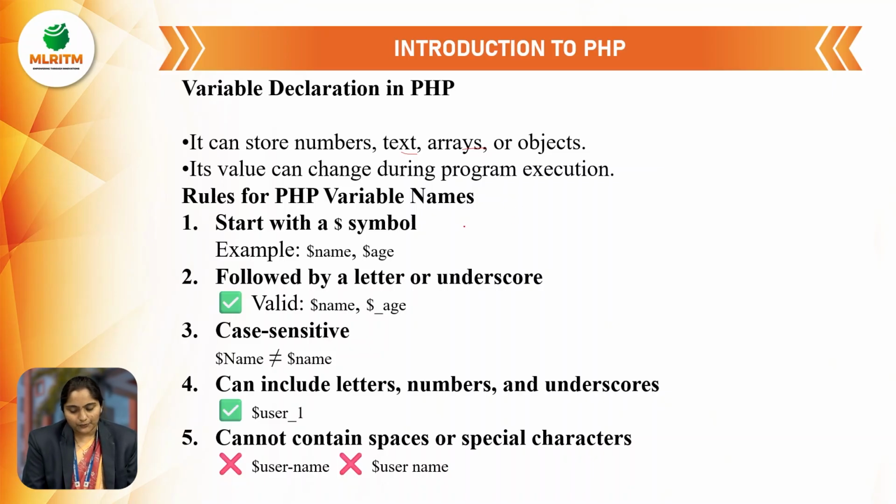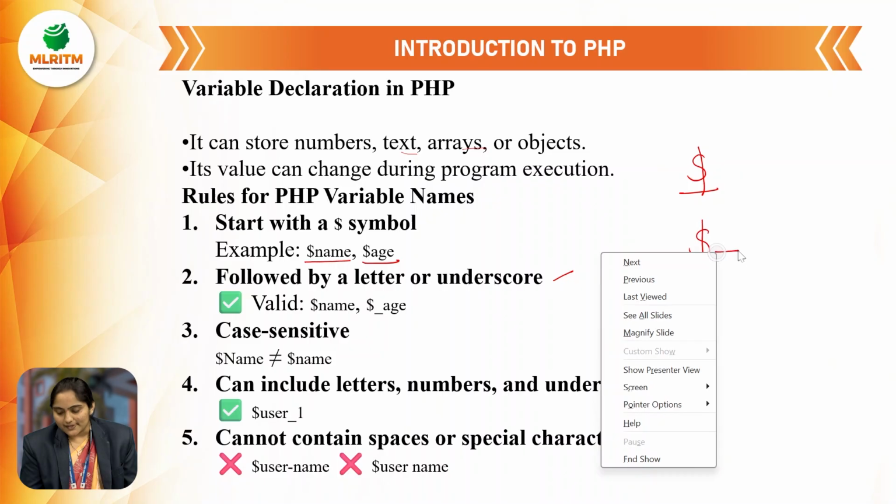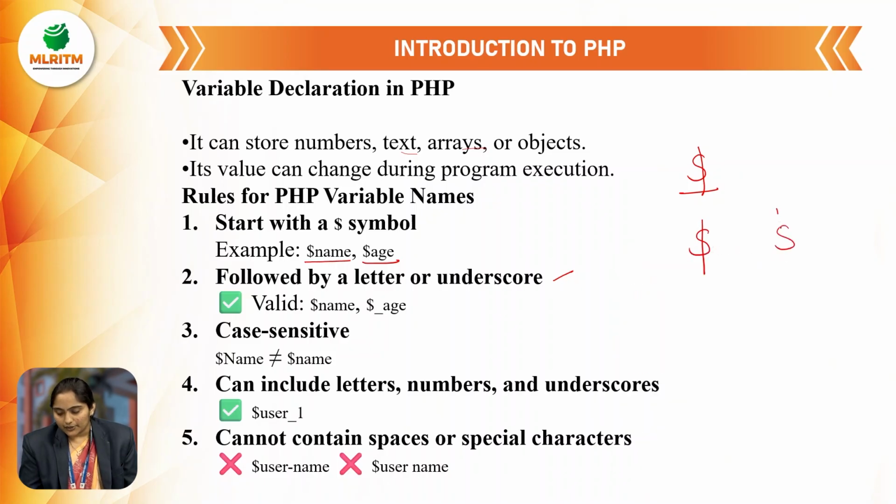The first rule for the variable declaration is it should start with the dollar symbol. Any variable in PHP should start with the dollar symbol. For example, here $name or $age. We have to declare like this. And the second rule is it must be followed by a letter or underscore. So after dollar, you have to write an underscore or some name. You have to declare a variable like this.